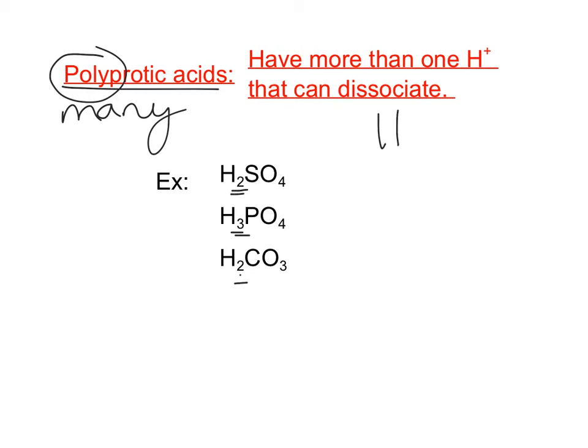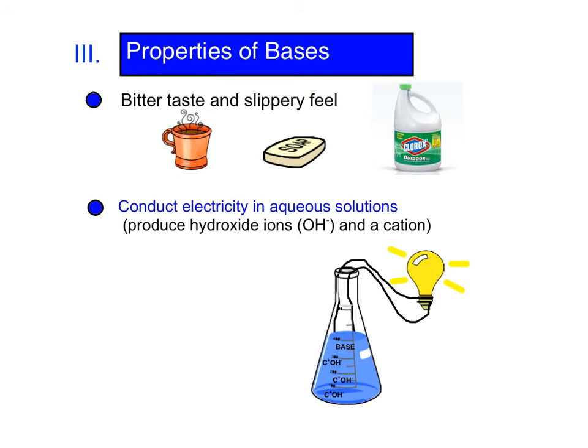So HCl is not a polyatomic acid, but H2S, hydrosulfuric acid, is a polyatomic acid. It has more than one hydrogen that could break off. Okay, going to the other side of the spectrum, let's talk about bases.